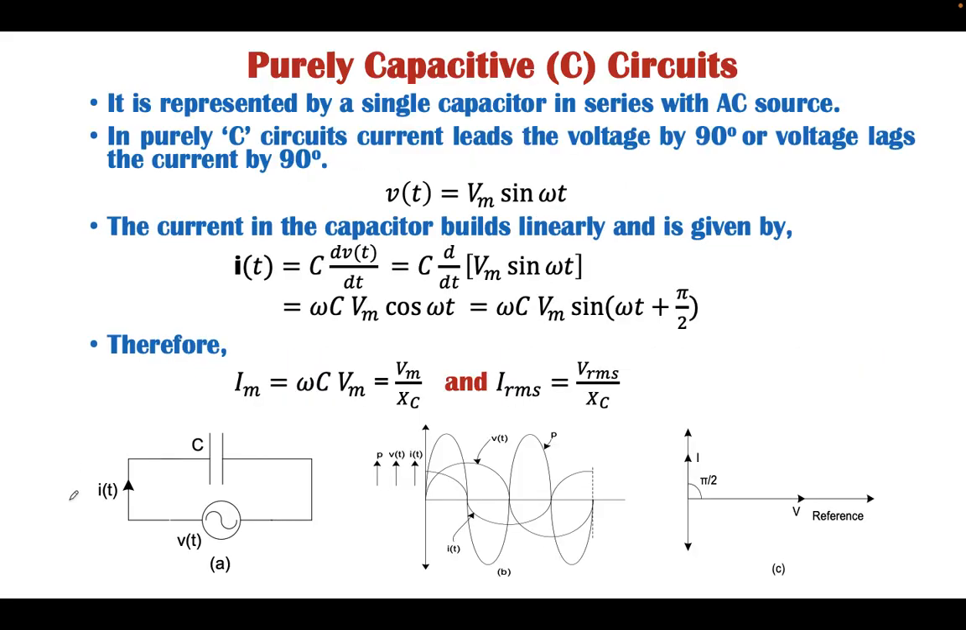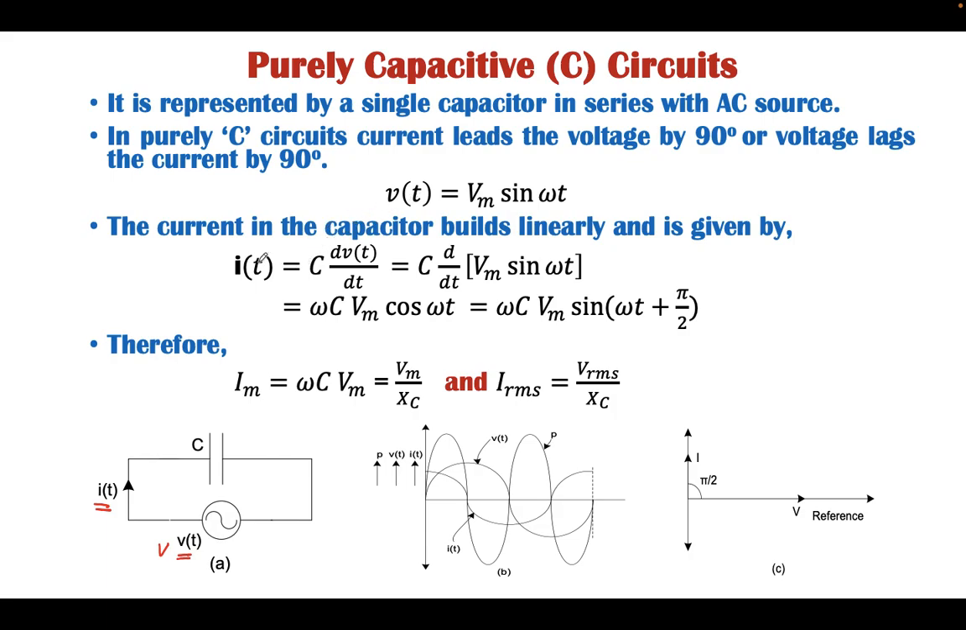Now, consider another classification of circuit, the purely capacitive circuit. In a purely capacitive circuit, again we consider there is a capacitor. The applied voltage is Vt, a sinusoidal function of instantaneous value. Because of this AC, the current will be AC. The magnitude of the AC current will be Im sin(omega t plus or minus theta).